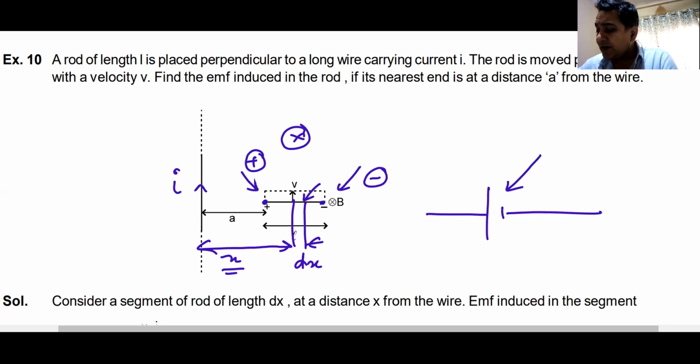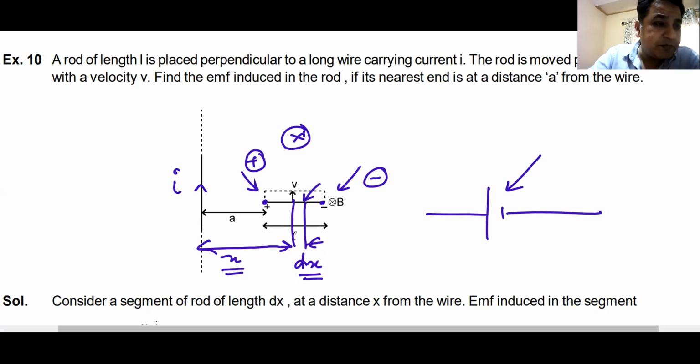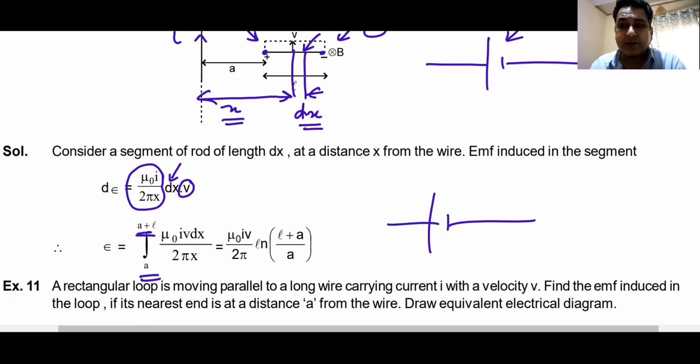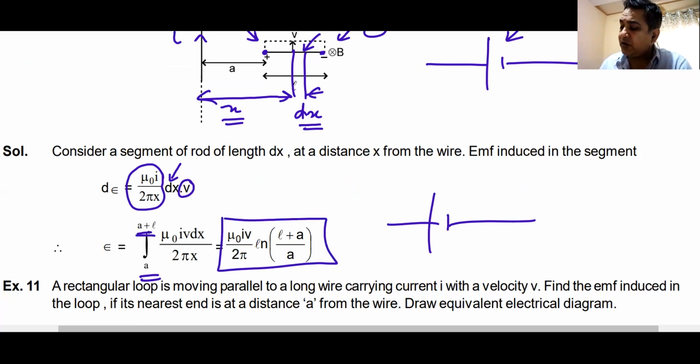You have to find the EMF of this battery. So you take an element x and length dx. What will be the small change in potential? You can do that. The small change in potential would be B, this is the magnetic field, multiplied by V multiplied by dx. Dx is the length of this element. You integrate it from A to A plus L, knowing that the nearer end is the higher potential, the farther end is the lower potential, and you get the value of the induced EMF.